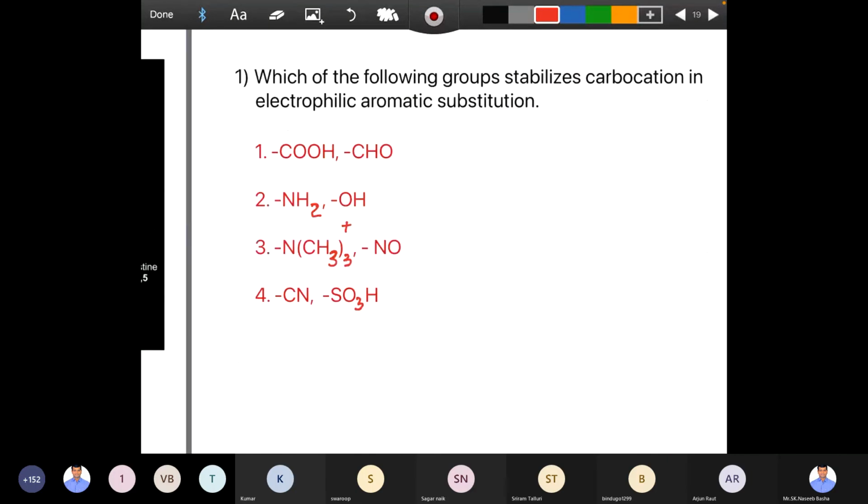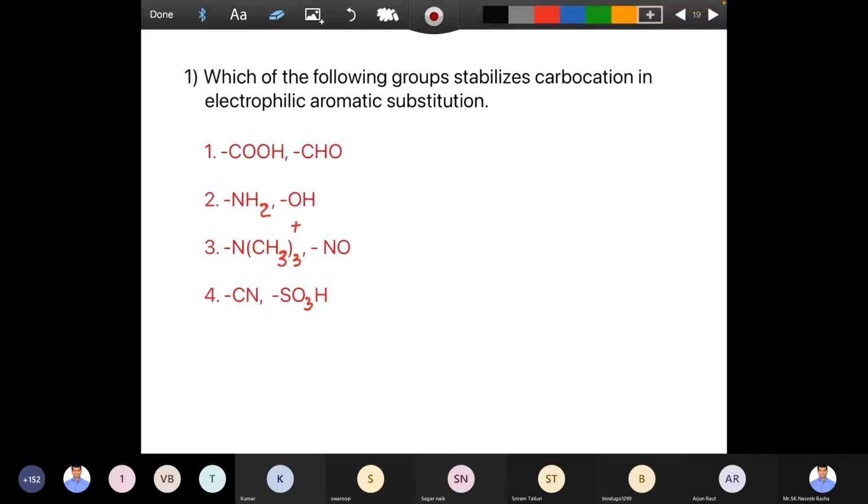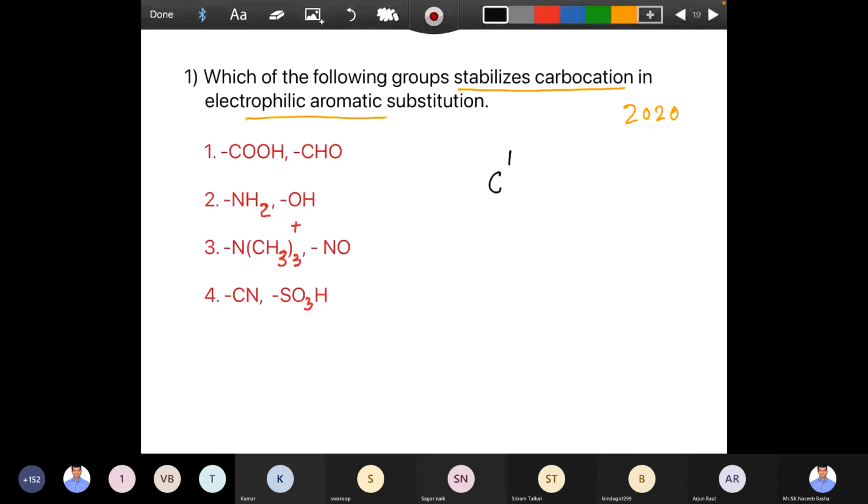Now, one more thing. See, again, look at this one. This question was asked in 2020 GPAT. Which of the following groups stabilizes carbocations in electrophilic aromatic substitution? What you need to understand is carbocation stability. Simple, carbon with cation means a positive charge. A positively charged carbon will get stabilized when you can provide electrons, then the positive charge will get stabilized. Ion pairs are always stable. Positive charge will be stabilized with a negative charge.